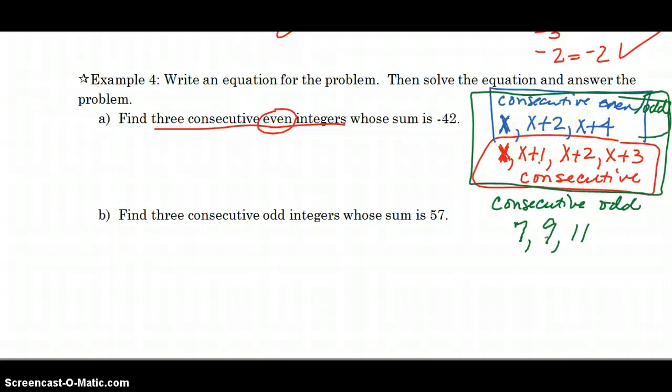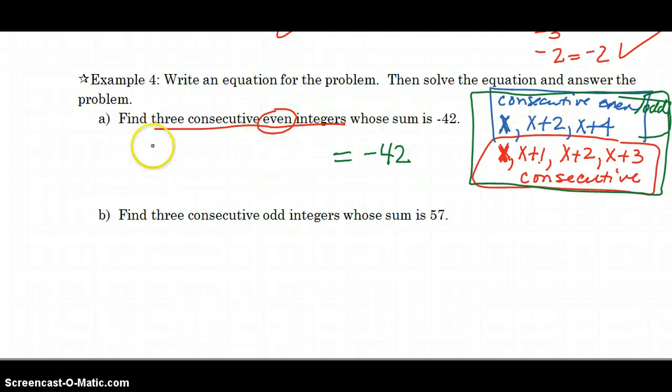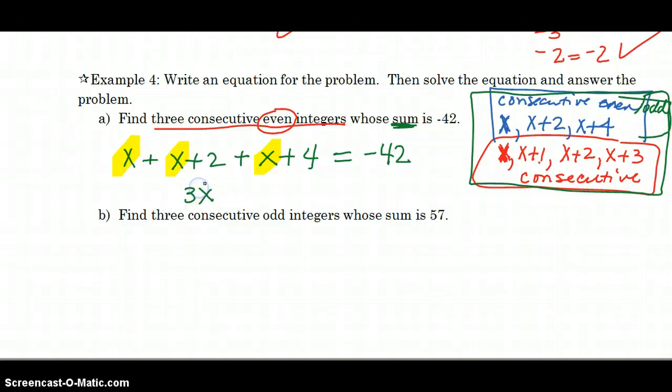Now let's work the problem. 3 consecutive even integers whose sum is negative 42. So consecutive even, the first one's x, and it's the sum. Where did I read that? Here's the word sum. So it's x plus, the next consecutive is x plus 2 plus x plus 4. So now we're going to combine like terms. We have x, x, x, so we have 3 x's, and we have 2 and 4, so that's 6 equals negative 42. So we'll subtract 6 from both sides.